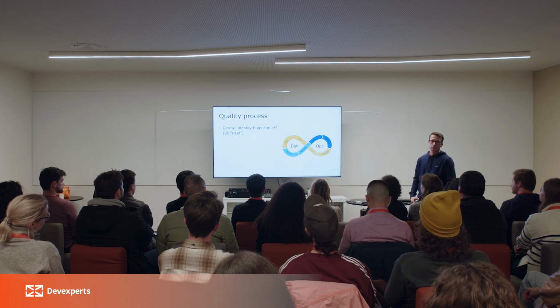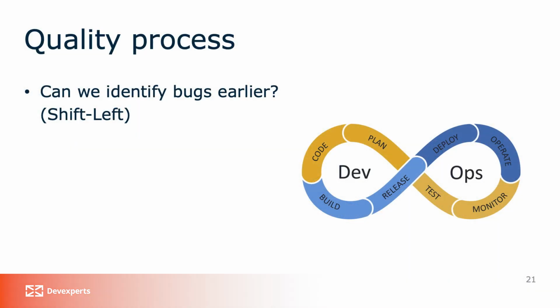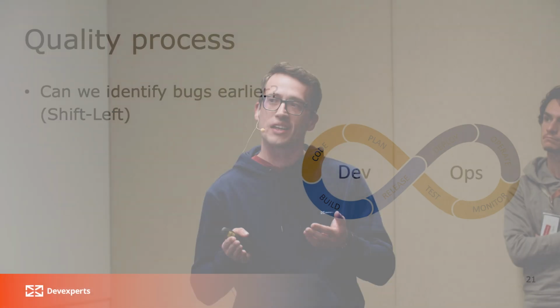Another thing is, can we identify bugs earlier? How can we set our automation strategy to identify bugs earlier? So you might know the shift left concept, right? Try to identify bugs as early as possible, right?